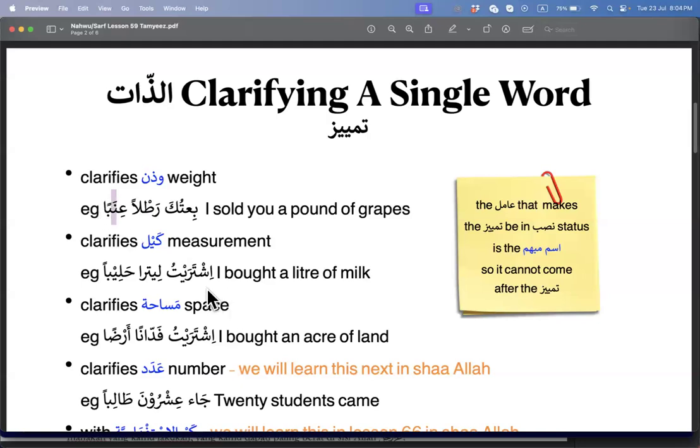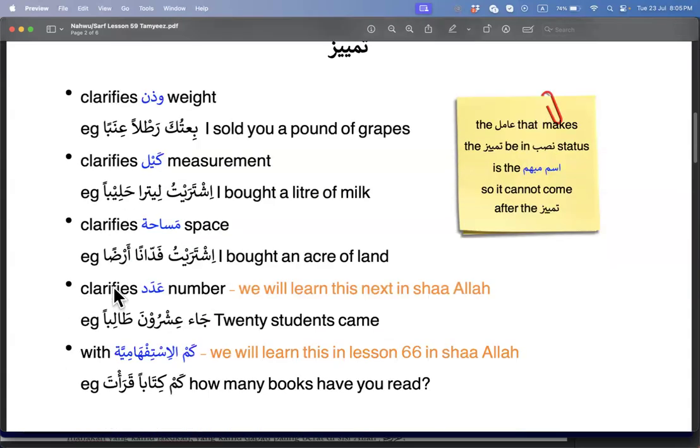Ishtaraitu. I think this one is also fi'il madi, ana. Good. Litran, liter. Haliban, this one is maf'ulun bihi? Which one, litran or haliban? Litran, yes, correct. This is the maf'ul bihi. So what did you buy? You buy a liter. A liter of what? Haliban is a tamyiz to explain the liter. Yes, exactly. Okay, good.